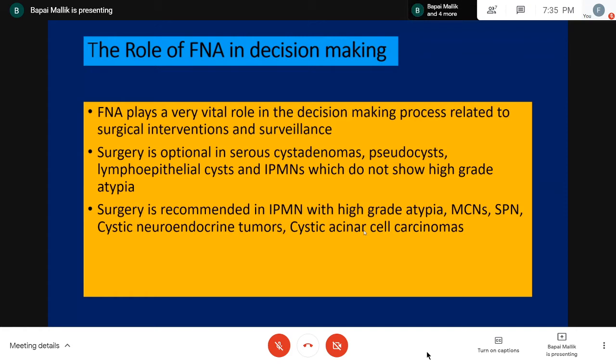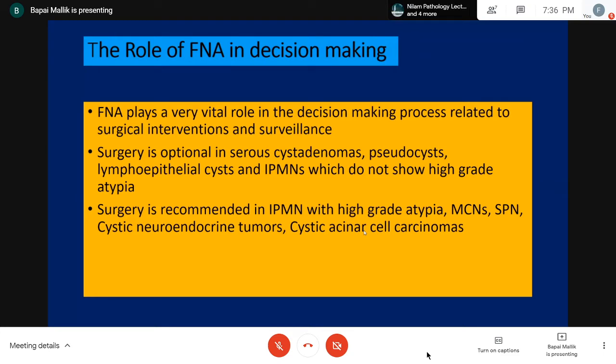Surgery is optional in serous cystadenomas, pseudocysts, lymphoepithelial cysts, and intraductal papillary mucinous neoplasms, which do not show high-grade atypia. This is extremely important because there are a number of patients where, by giving a correct diagnosis on FNA, you can avoid surgery, and that is very vital, and I shall tell you why a little bit later on.